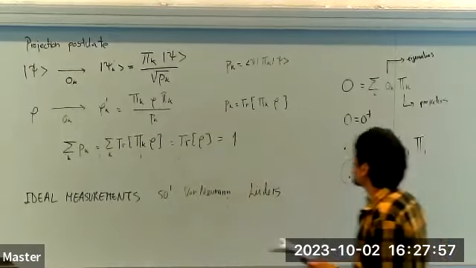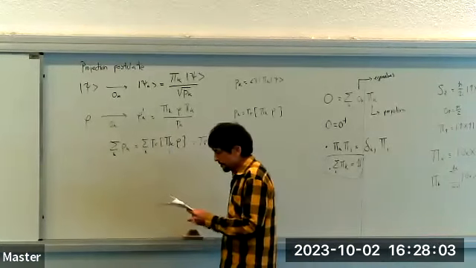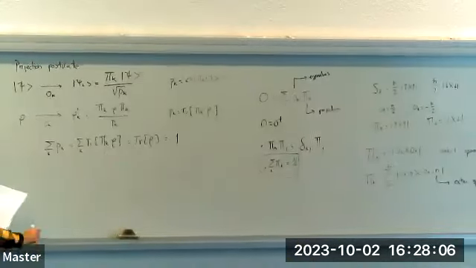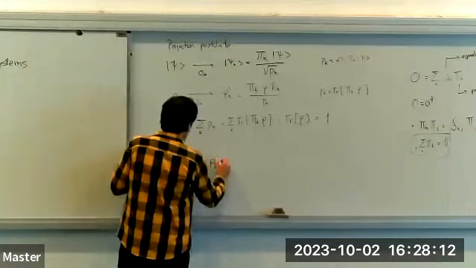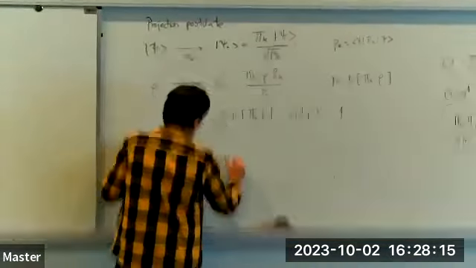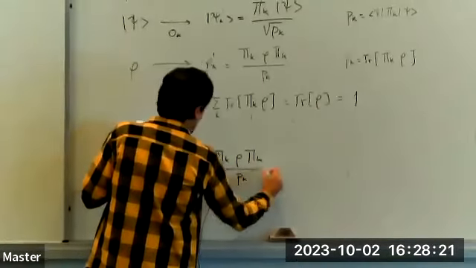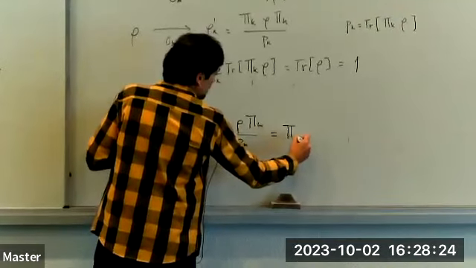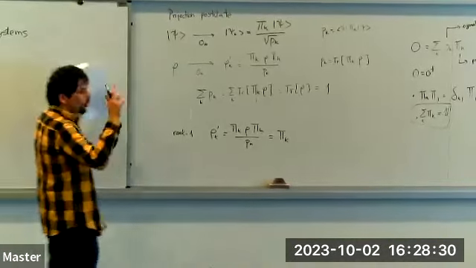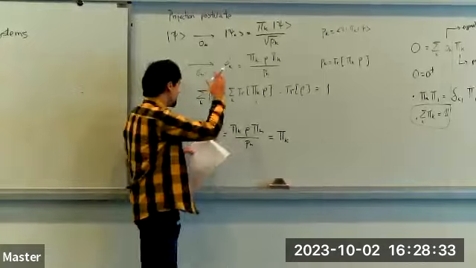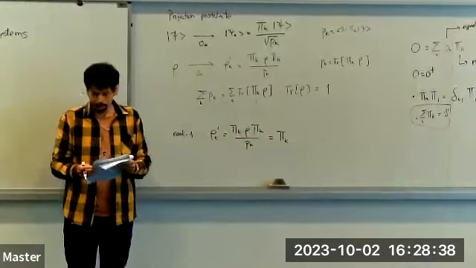And when the projectors are rank one, we have the following. We have that the state after measurement, this one, will be just the projector corresponding to that outcome. So that means that we just collapse the initial state to just that particular outcome.